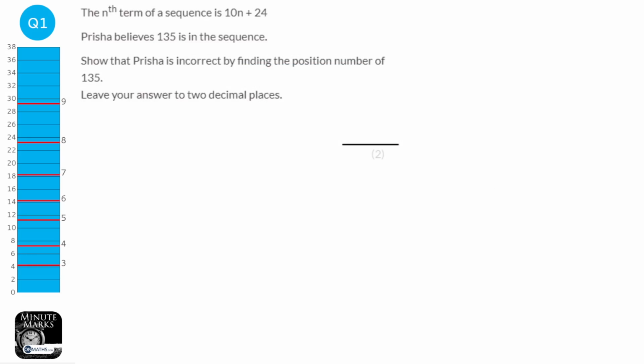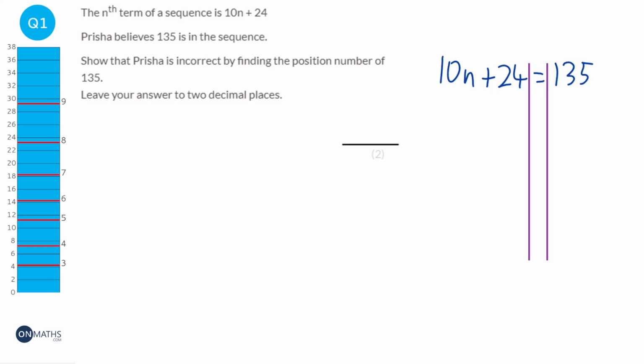To see if a number's in a sequence, we get the nth term and we get it equal to the number we think is in the sequence. And if the number is in the sequence, then we'll get an integer for n. If the number's not in the sequence, then we'll get a decimal.